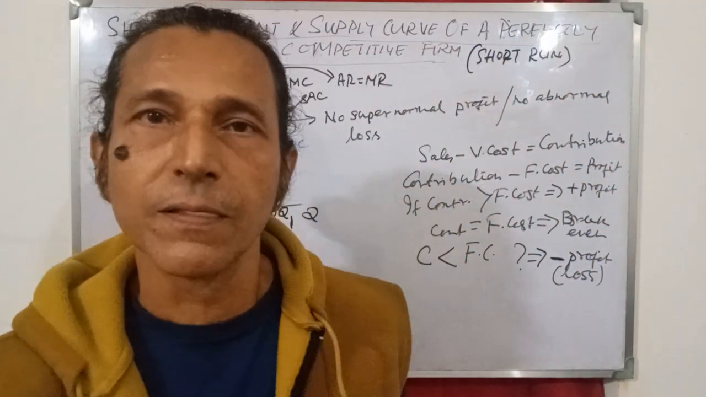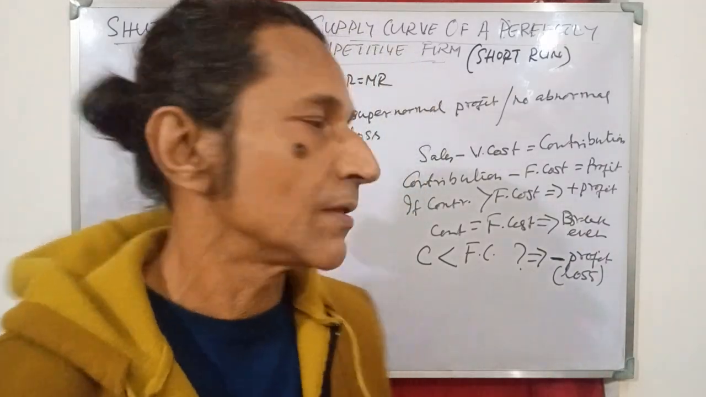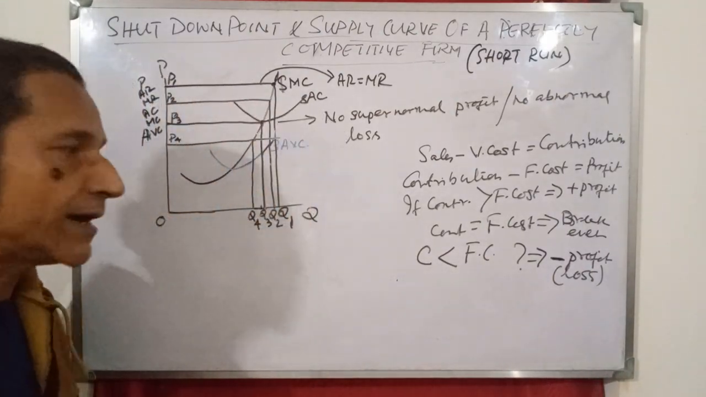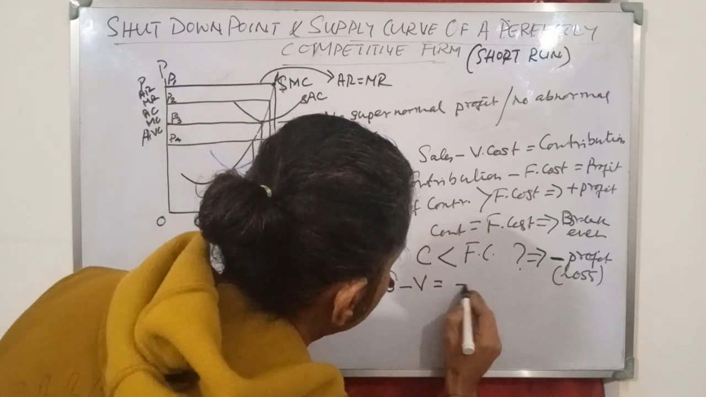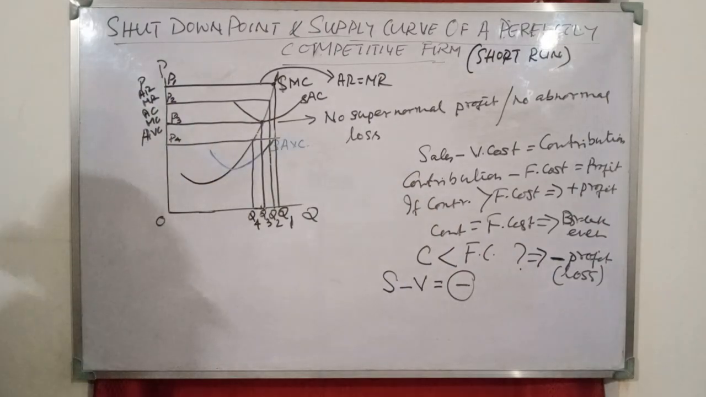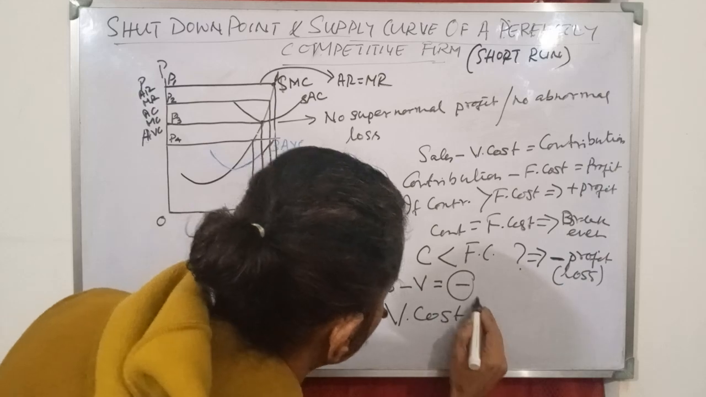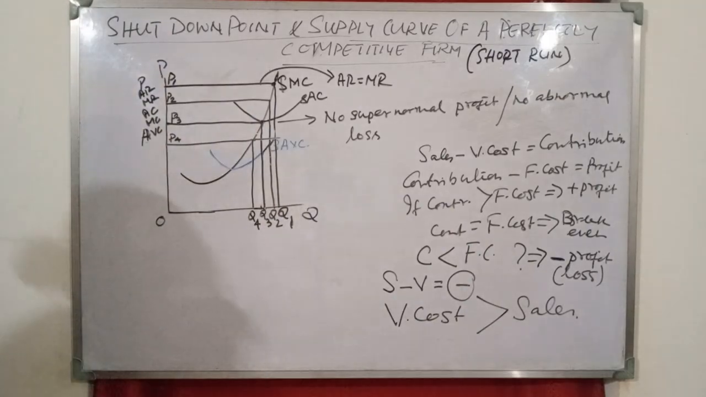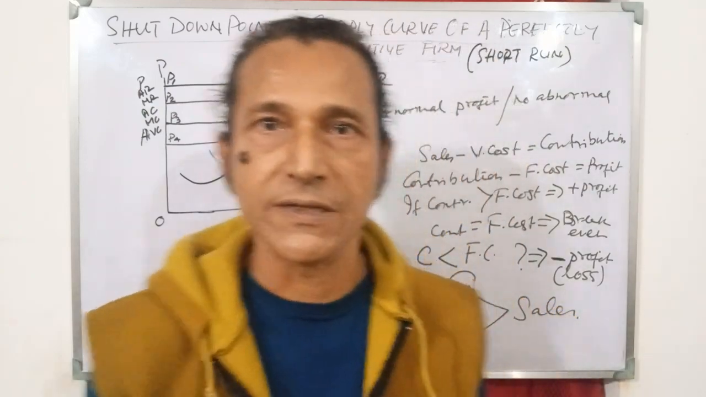So contribution should be such as to cover the fixed cost and then contribute towards profit. Now, if contribution itself becomes negative, if S minus V becomes negative, that means variable cost becomes more than sales. Then what will happen? The simple answer is the firm will stop doing business.